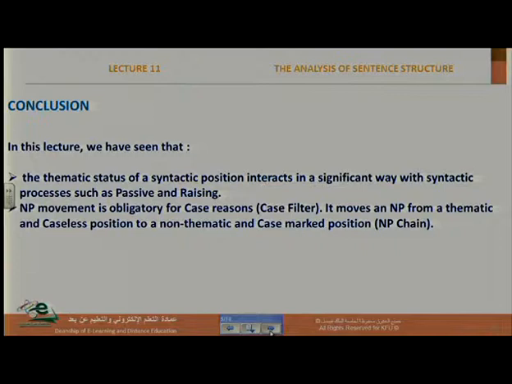In conclusion of this lecture, we have seen that the thematic status of syntactic position interacts in a significant way with syntactic processes such as passive and raising, and in particular that NP movement is obligatory for case reasons. Why is it obligatory? Because of the case filter, an NP that does not have case cannot possibly show up in the structure, so it has to look for its case if it doesn't have one already where it is. And it moves an NP from a thematic and caseless position to a non-thematic or case-marked position, the NP chain.